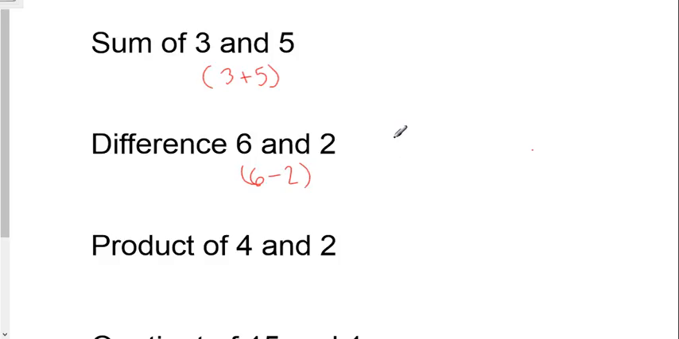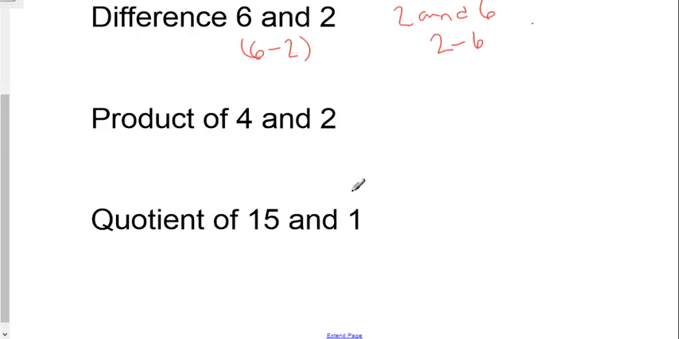Now, if I said the difference of 2 and 6, that would be different. When you write the word sum, difference, product, or quotient, you have to write them in the order that they say. So if I said difference of 6 and 2, it'd be 6 minus 2. But if I said difference of 2 and 6, then it's 2 minus 6, which is a very different answer. This is 4, this is negative 4. So keep that in mind. When you use those words, the order matters. Whatever it says first is what you write first. Okay? Same thing for product and quotient.